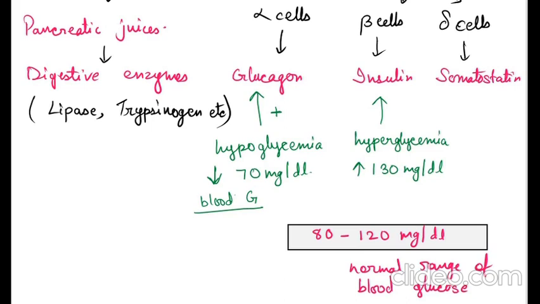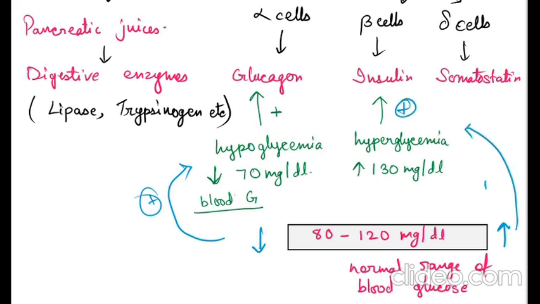Now whenever the concentration of the blood glucose is low, at that time glucagon will be secreted. And whenever the concentration of the glucose is more than 120, that is if it reaches more than 130, then what will happen? Insulin will be secreted. That will give a signal to the insulin. That's how glucagon and insulin are secreted. And somatostatin is a secretion which inhibits both insulin and glucagon.